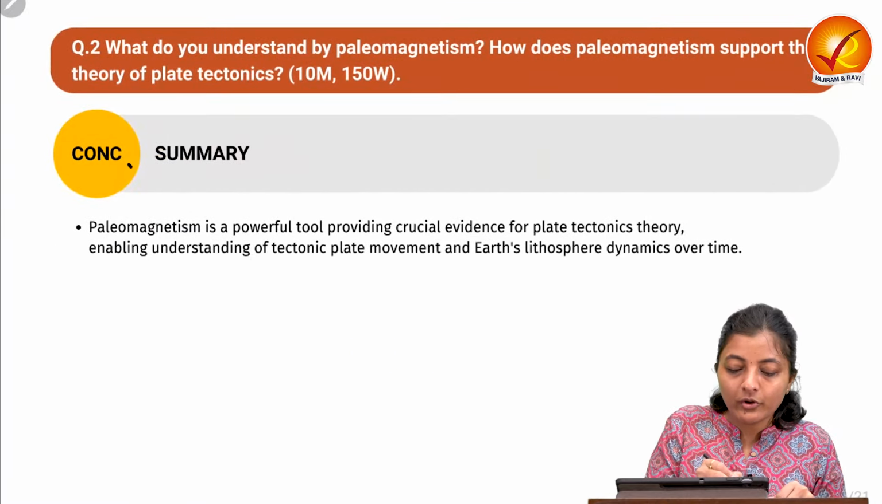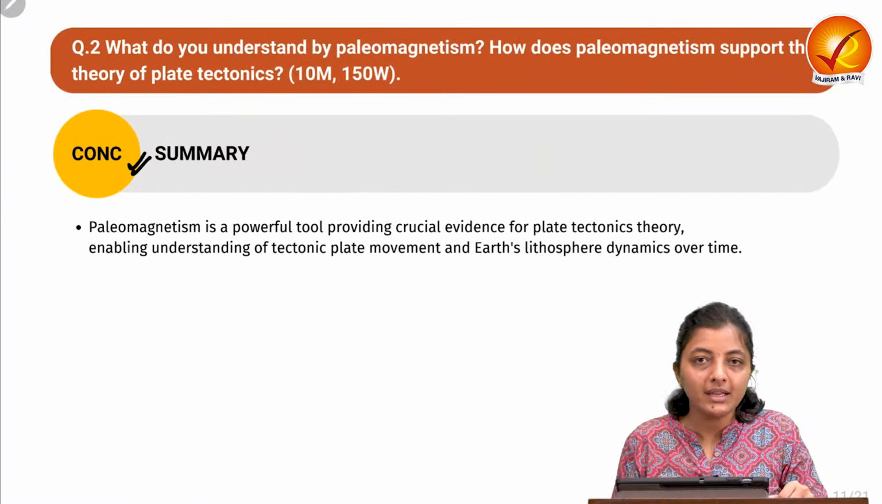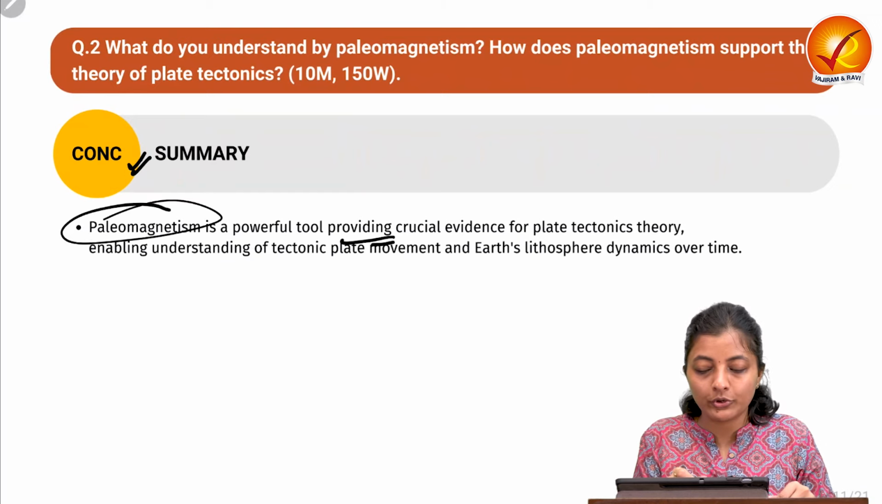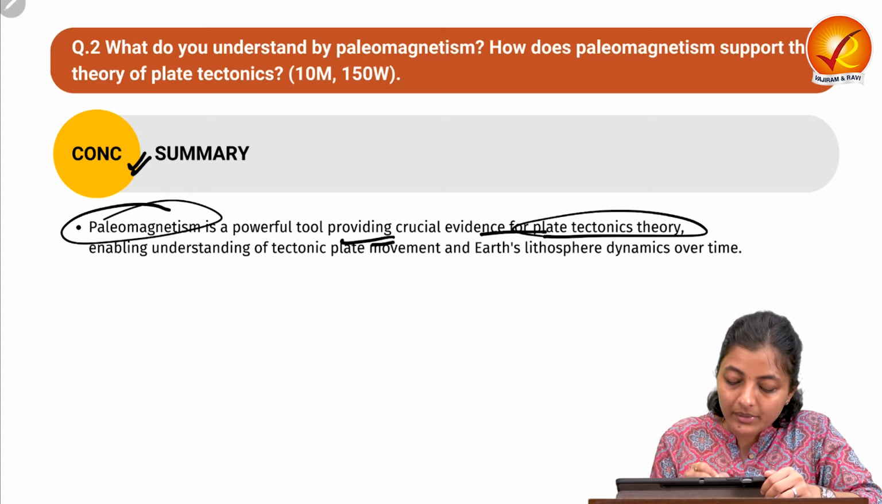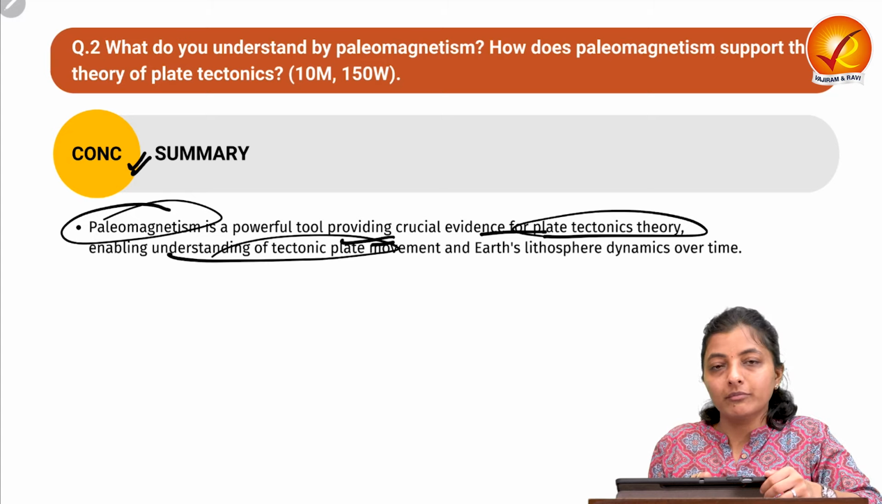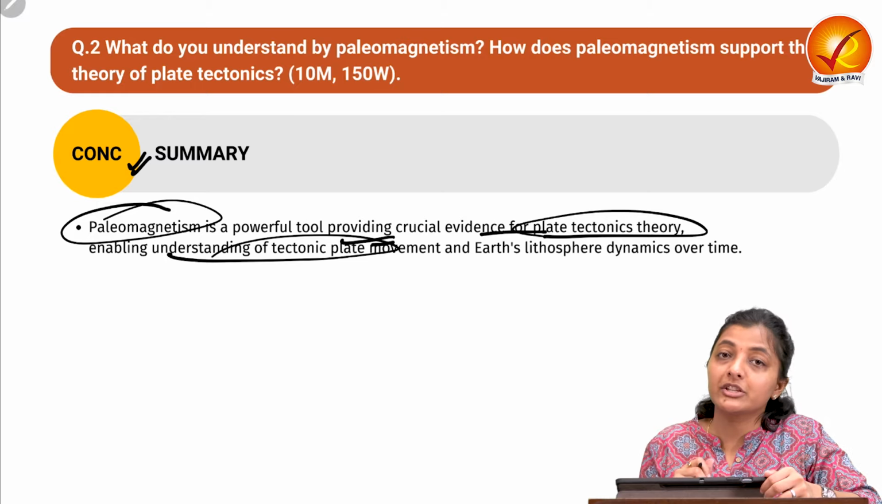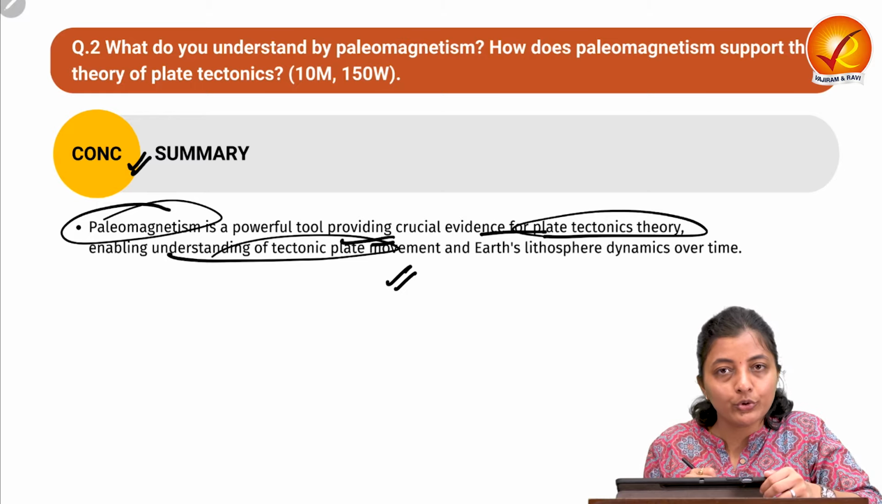Then finally, moving on to the conclusion, you can write about the summary that paleomagnetism is a powerful tool. It provides the crucial evidences for the plate tectonics theory. It enables understanding of the plate tectonic movement and the Earth's lithospheric dynamic nature. So this way you can conclude your answer.